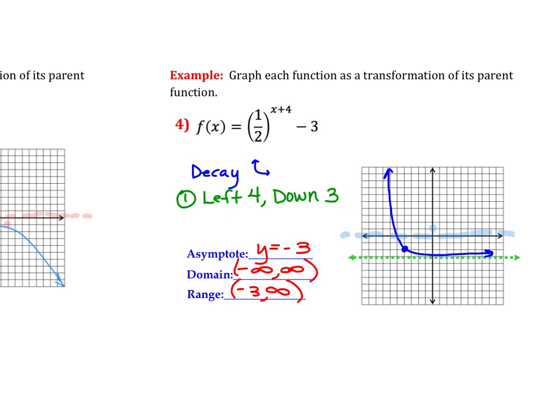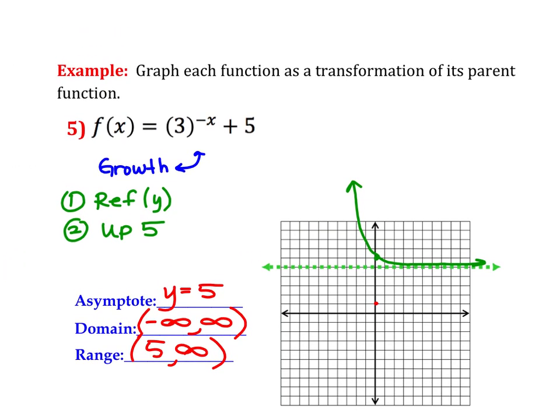Another example for you guys, already worked out. We have 3 to the power of negative x. So yes, it should be a growth, but it got reflected. So it's going to look as if it were a decay. And we go up 5 units. So this graph, which would normally start off with the asymptote on the x-axis and a y-intercept right above it, has now been shifted up 5 units to that spot there. Again, your asymptote value should always match that vertical shift, just as a reminder there.